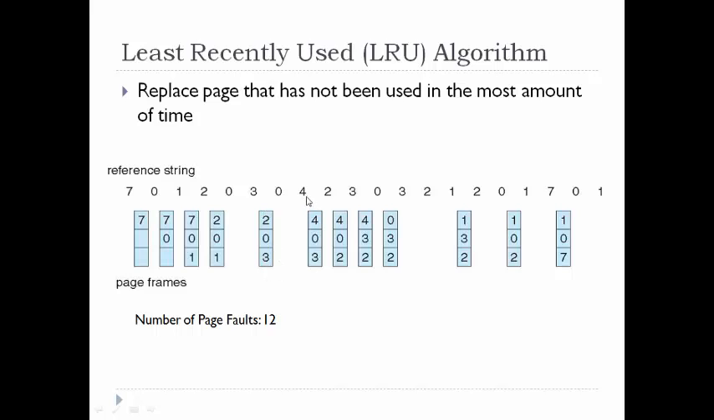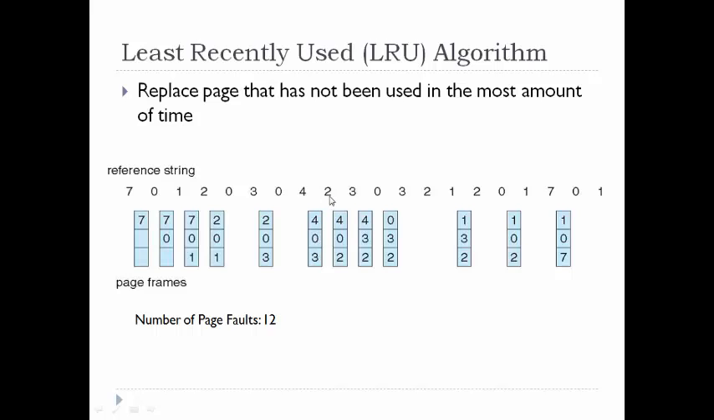The next reference string to be inserted is 4. So check in reverse. 0 has just been used, 3 secondly used, and the one which has not been used for the longer time is 2. So we are going to insert 4 in the place of 2. So we have 4, 0 and 3.